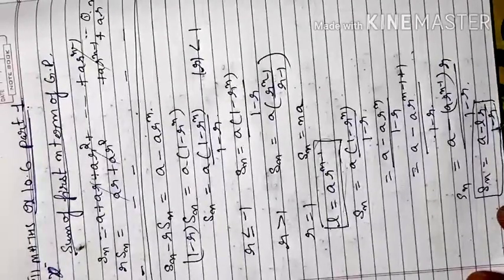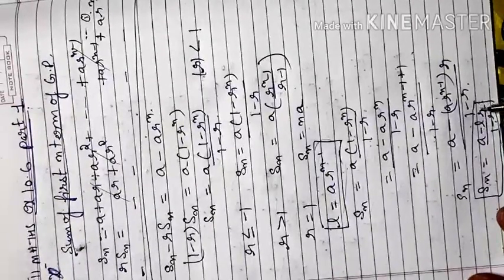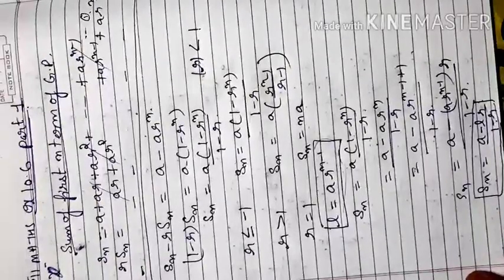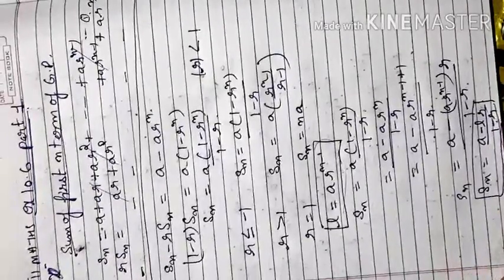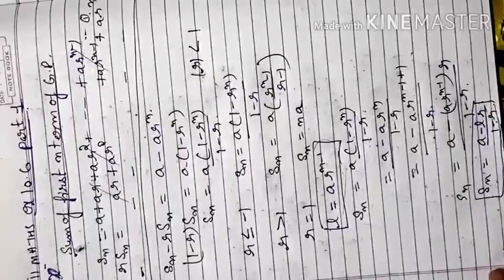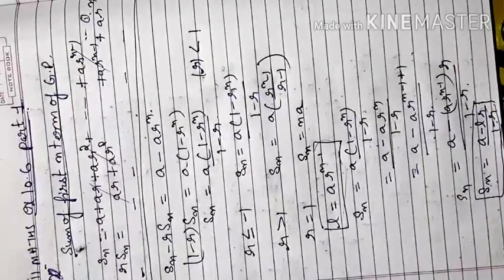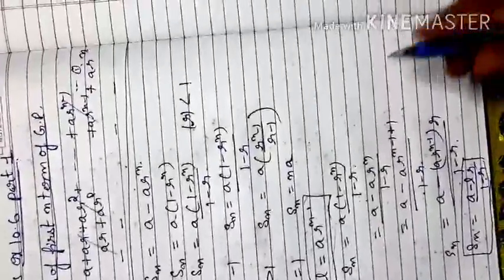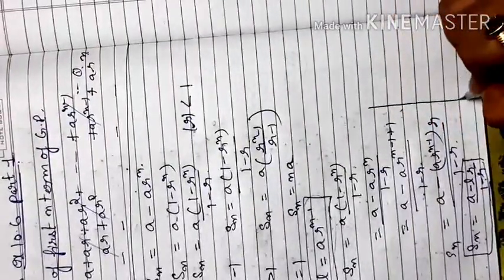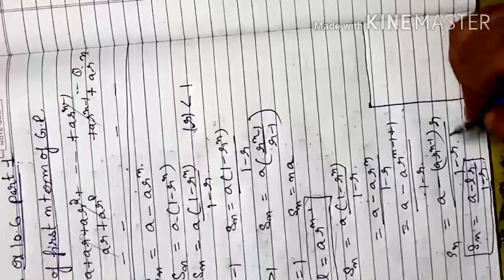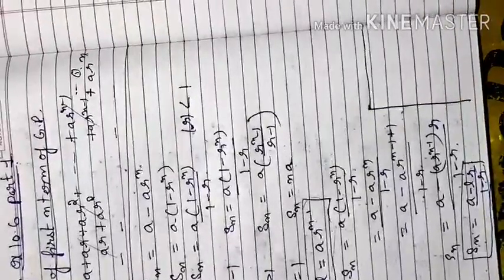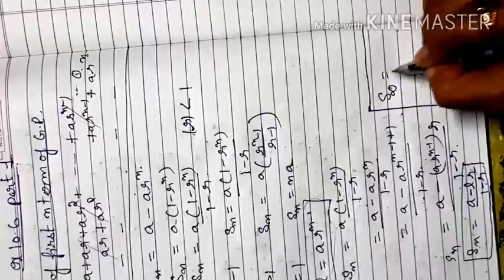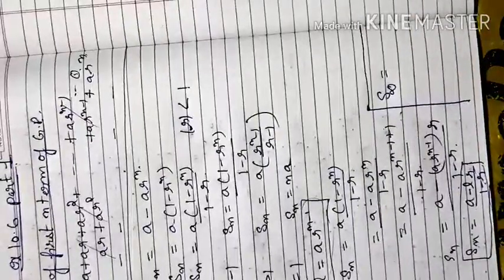Okay, so here if the last term, ratio, and first term are given, the sum of n terms formula is (A minus LR) by (1 minus R). But what happens if there is no end of the series? If there is no end of the series, which formula do you apply? If there is no end, it means it is an infinite series. Infinite series means S infinity. So this is the symbol of infinity.